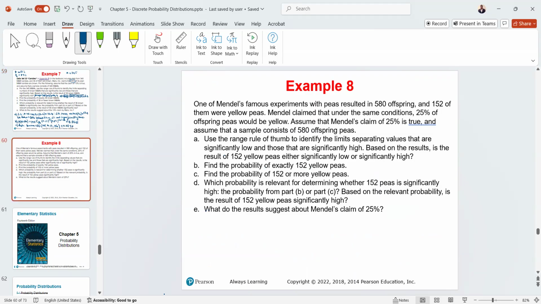I'll stop here, and the last question is exactly the same, in a different video. Remember, I'll show you how to use the TI-84 to compute those probabilities. Look for these videos coming soon.